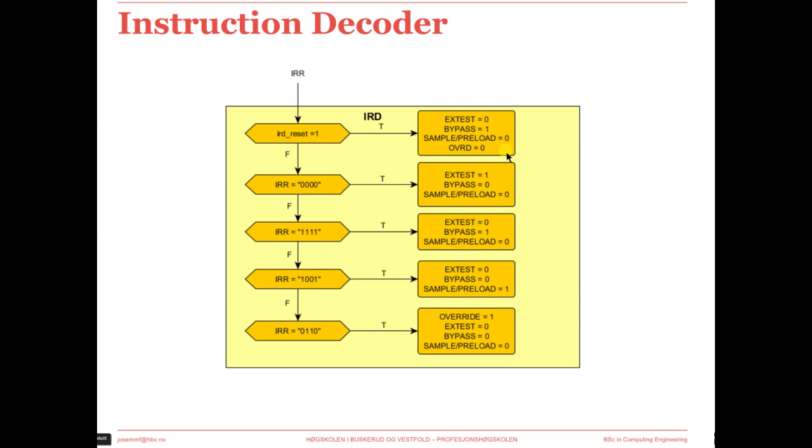The task of the instruction decoder is to take input from the TDI and translate them into instructions and create the control signals. In the instruction decoder we first check if the ERD reset is set to 1. If this is true, X test, sample, preload and override are set to 0, but the bypass is set to 1. When the bypass instruction is initiated, the bypass register is placed between the TDI and TDO pins.